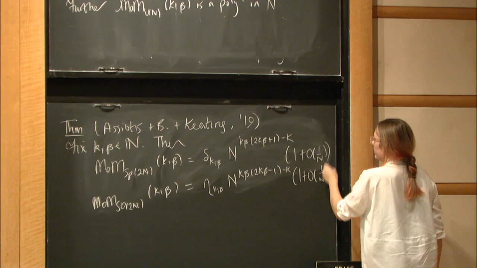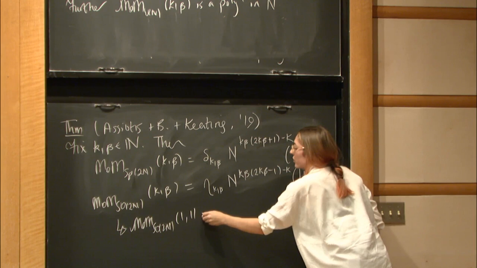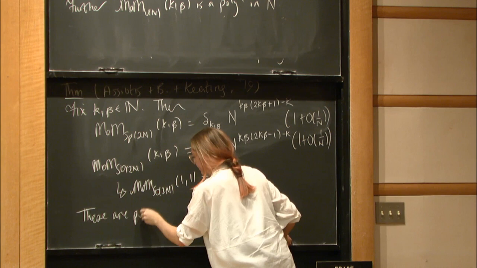Except in one case, in fact the simplest case, when k and beta are both 1, this is twice n plus 1. And we can also prove these are polynomials. These are all polynomials.